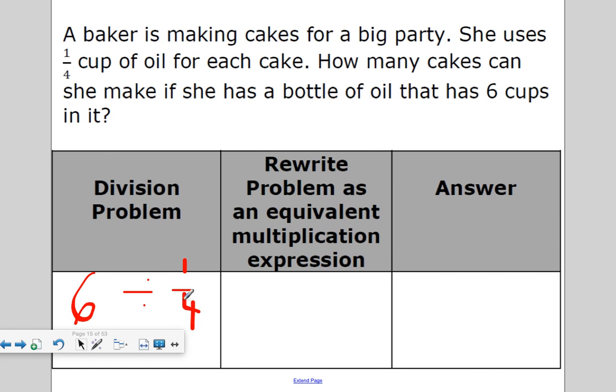Again, repeated subtraction is really division. So I want to rewrite this as a multiplication expression. So I keep the first number. I multiply by the reciprocal. So what's the reciprocal of 1/4? 4/1. So the answer is 24. So think about it. If you have 6 cakes and you divide each one into fourths, they're going to be 24 pieces. 6 times 4 is 24.